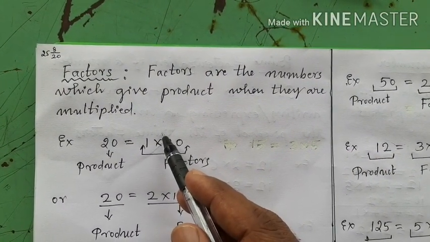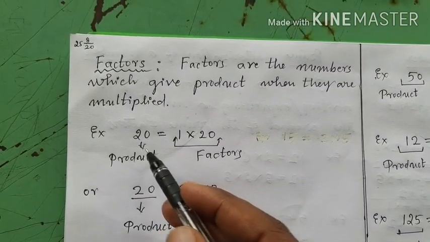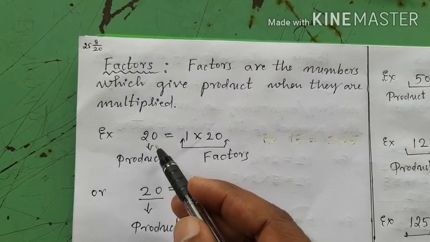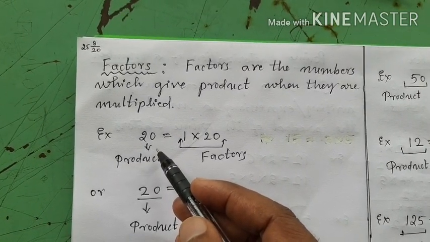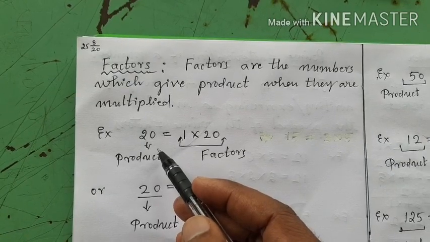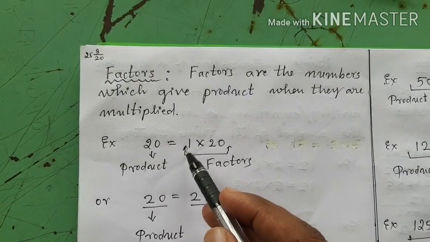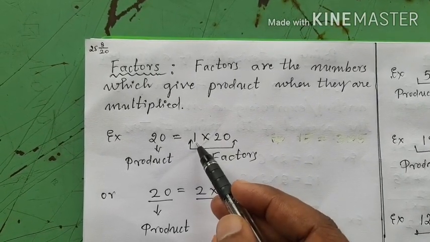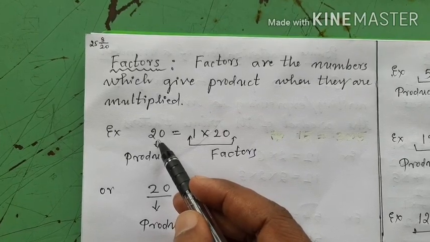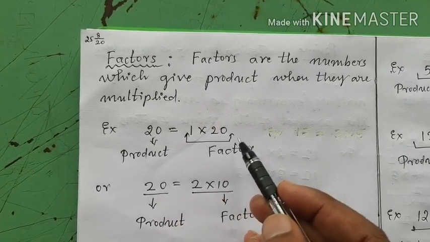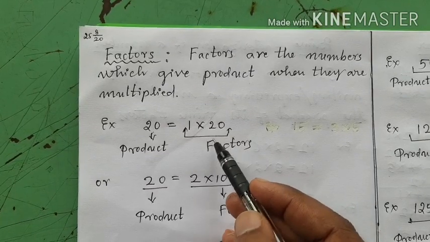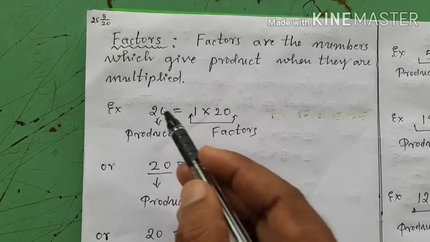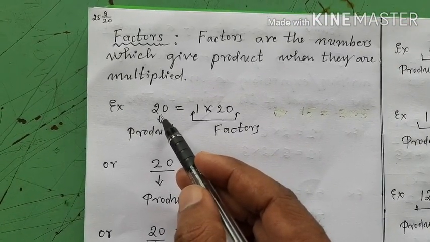Let us justify the statement. We all know that the answer got after the multiplication is called product. If we know this meaning, then we can proceed. 1 and 20 are the numbers, and after the multiplication of these two numbers, I get 20 as the product. Therefore, 1 and 20 are the factors of 20. Yes or no? Let us check.